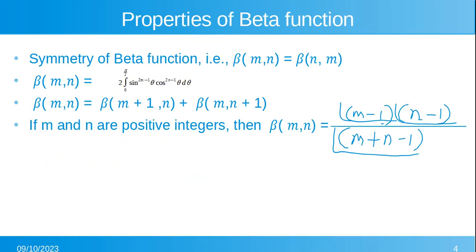That is, the expression beta m n can be again represented as beta n m. That means, for example, suppose beta 3 comma 2 can be expressed as beta 2 comma 3. Final value will be the same. Initial structure may differ, but the final value will be the same.